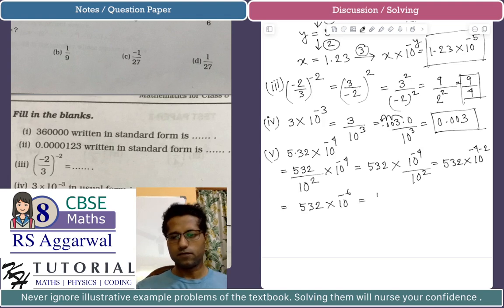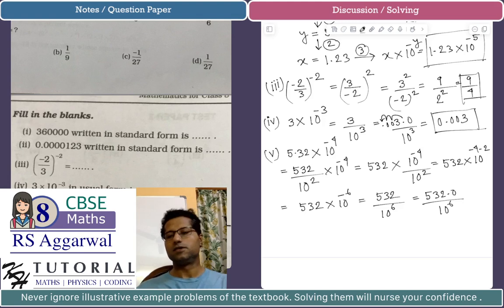Okay, so this is 532, and 10 to the power minus 6 means divided by 10 to the power 6. So now this is basically dividing a decimal number by a power of 10. So 532 is nothing but 532.0, and we have to divide by 10 to the power 6. We have to shift the decimal point in the numerator 6 places to the left.